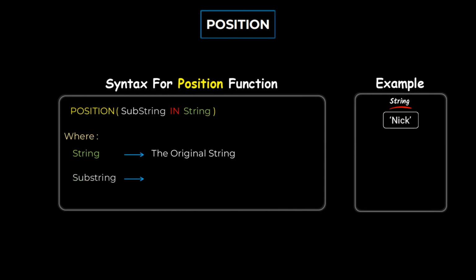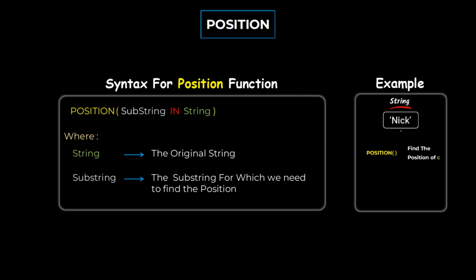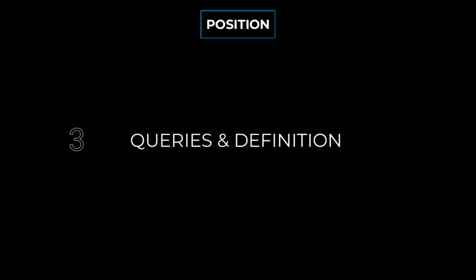Substring means the substring for which we need to find the position. In our example, C is the substring for which we need to find the position. Once the position function has found the position of C as 3, it will return the position value, that is 3, as the output. Thirdly, we will see the queries and definition.